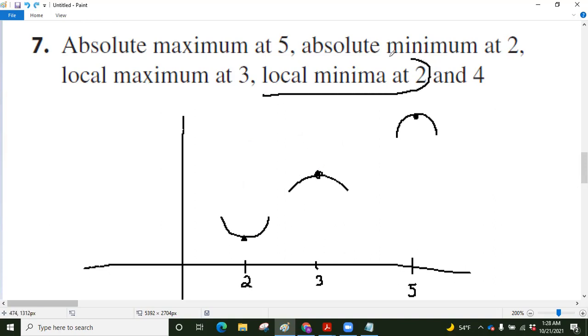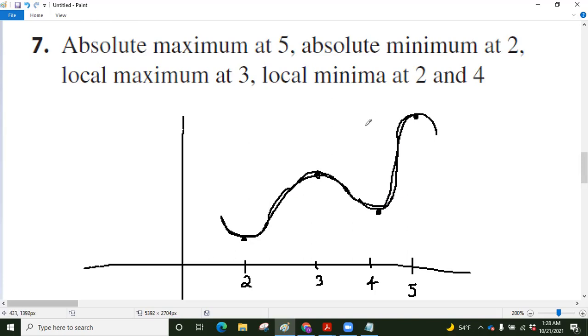And then it says local minima at 2, and then at 4. So if 4 were here, it said we would want a local minimum. So it should be a minimum condition where all the points around the actual point are greater than this point. So this would be a minimum condition. So if you were to connect this graph, you would essentially have something like this, right? So this would be essentially how you would connect it in.